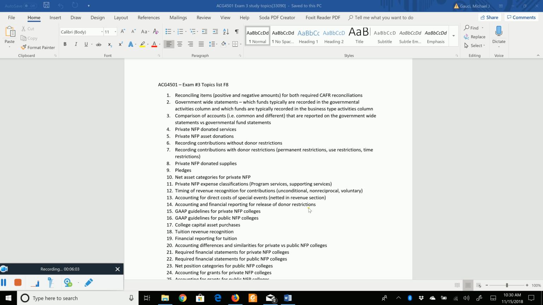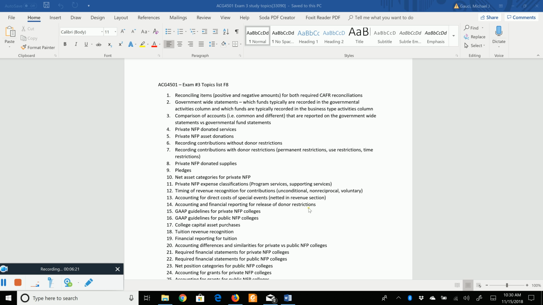And just as a rule of thumb, as we talked about with governmental funds, which use modified accrual, typically we're only recording current assets and current liabilities. All right, so those first 3 bullet points takes care of Chapter 9.